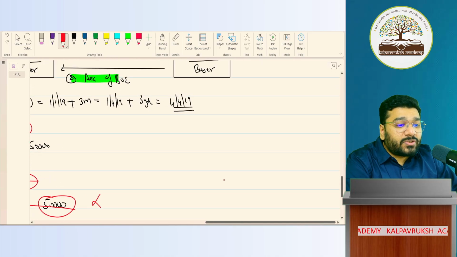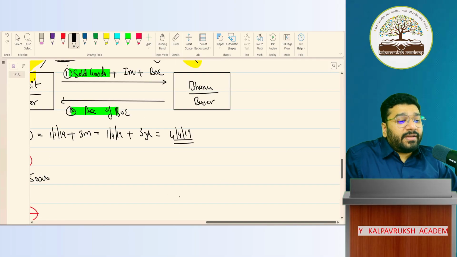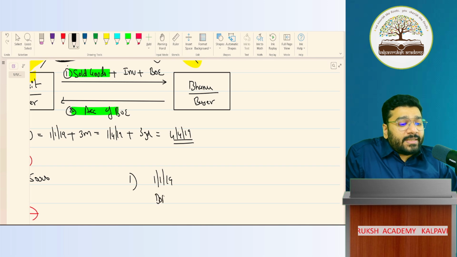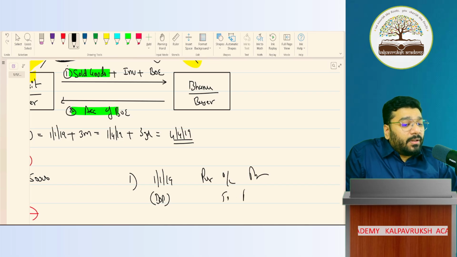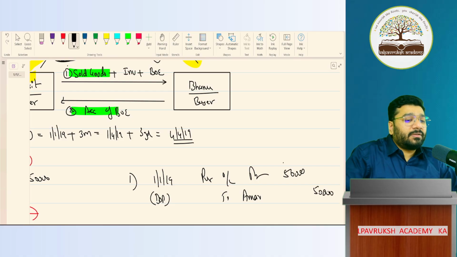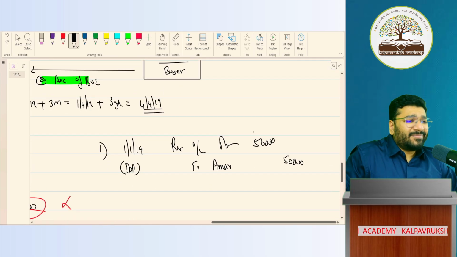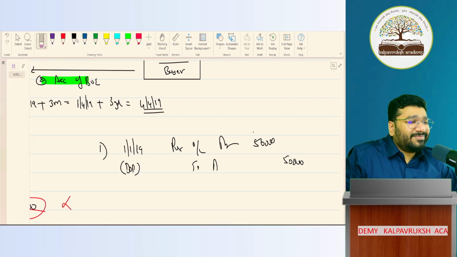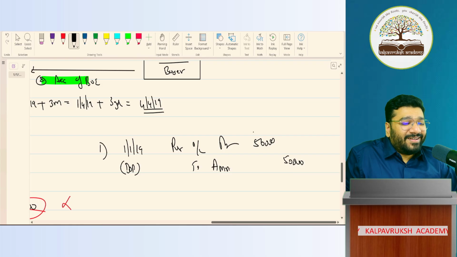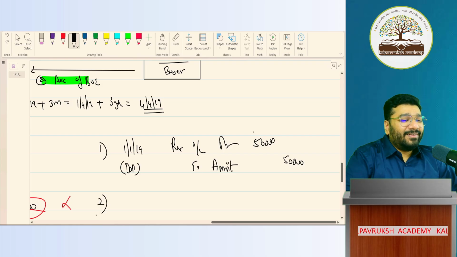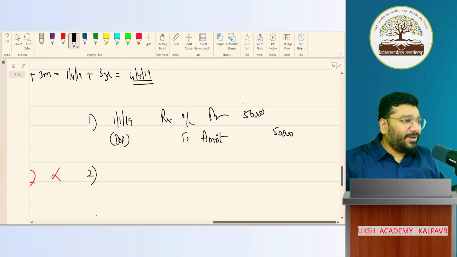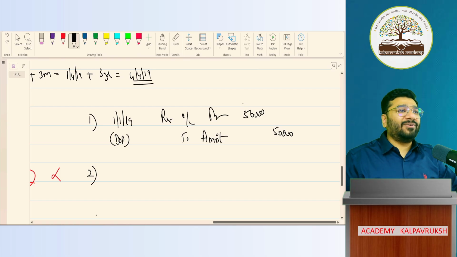Can we do the same entries in the books of Bhanu? The first entry is on the date of purchase, 1/1/19. What is the entry? Purchase account debit to Amar, 50,000. Then what happens? Amar, who's that? Amrit, sorry.